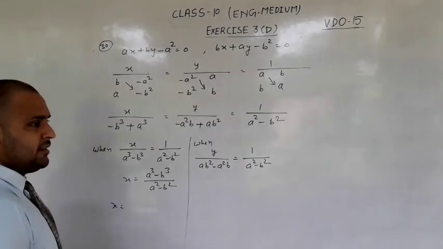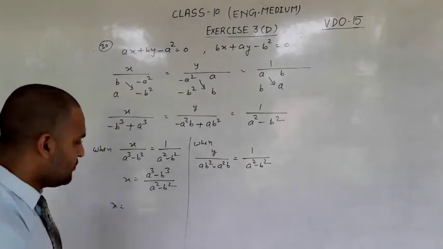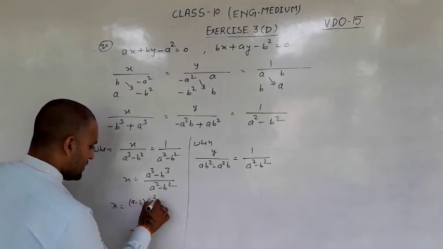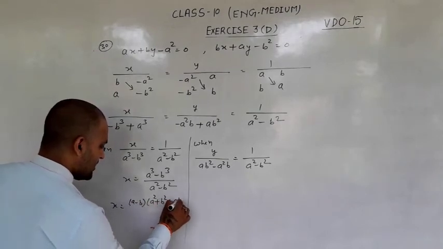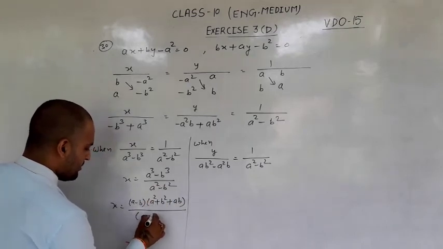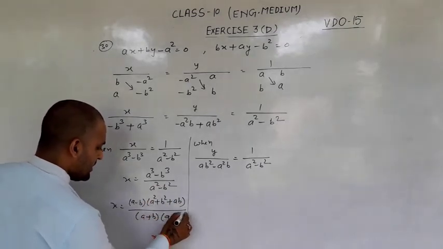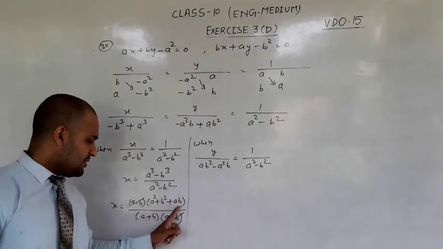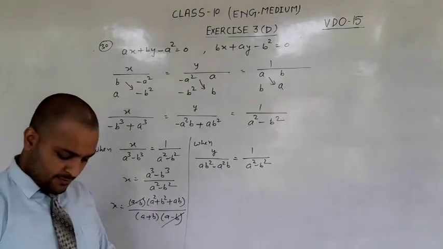Now we apply the identity for a cube minus b cube. The identity is a minus b, a square plus b square plus ab, and here a square minus b square is a plus b, a minus b. The factor a minus b cancelled. This is your answer: x is equal to a square plus b square plus ab upon a plus b.